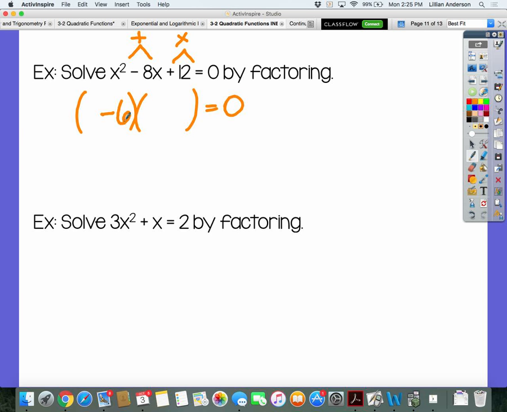Negative 6 and negative 2. You put an x in the front. These are the easier ones because a is not 1. After that, you apply a property. Anybody remember what that property is called?